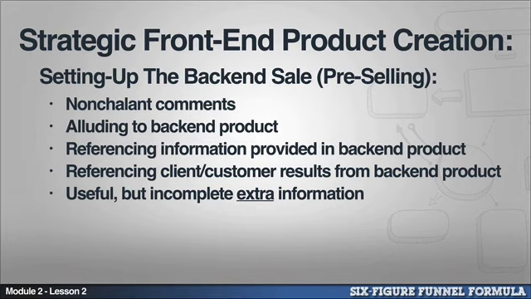And finally, the last basic way of pre-selling is to give useful but incomplete extra information. Now, when I say extra information, what I mean is that when you give useful but incomplete information, it cannot be information that you promise to give them when they bought the front end product. In other words, you can't promise to tell them the 5 steps of XYZ and then only share with them 4 steps in the front end product, teasing them to buy the back end. You can't do that. That'll certainly piss off a lot of customers.